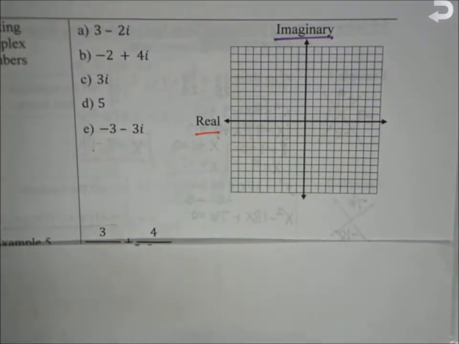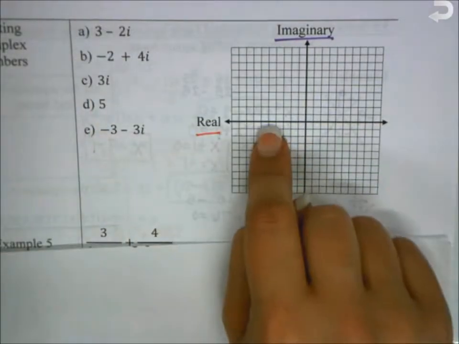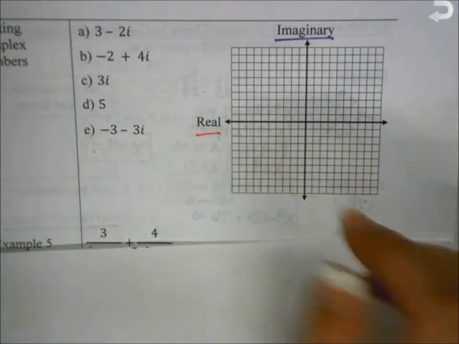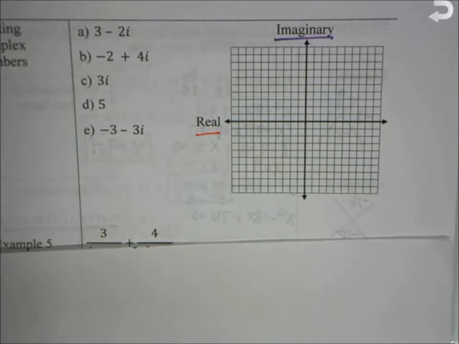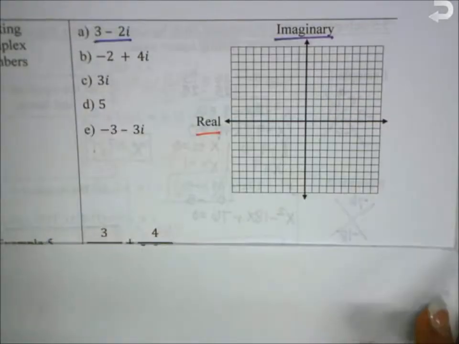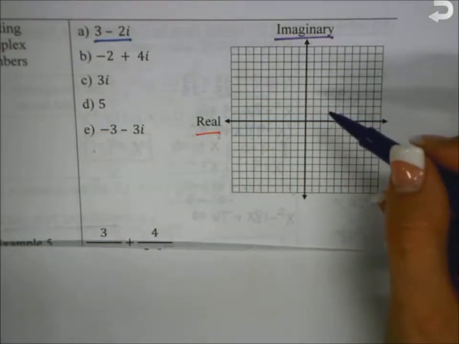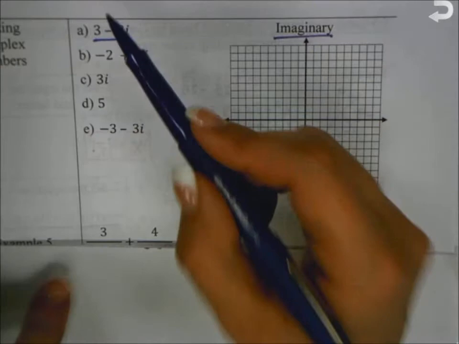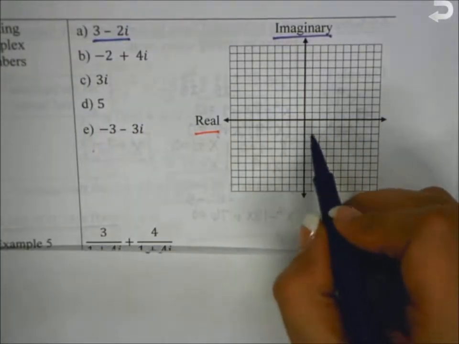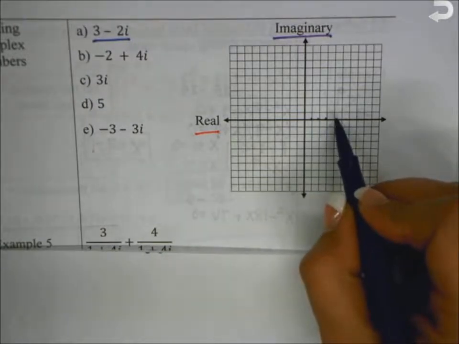Number A, or part A, we want to plot 3 minus 2i. So we go, the real part is what? 3. 3 is the real part. So we're going to go along the real axis, positive 3 spaces. 1, 2, 3. Now don't put a point there. We're not done yet. What's my imaginary part? Negative 2i. So we're going to move down 2 spaces. 1, 2. And we're going to put a point there.